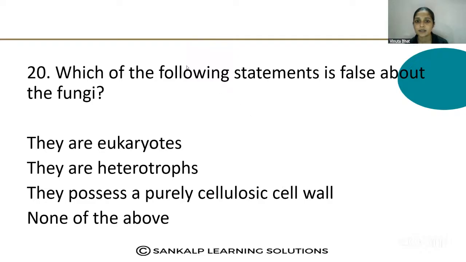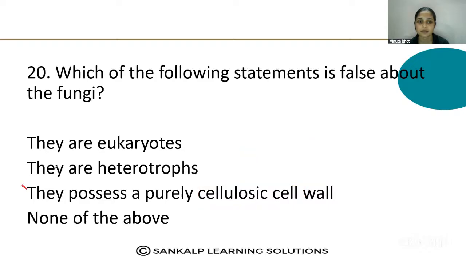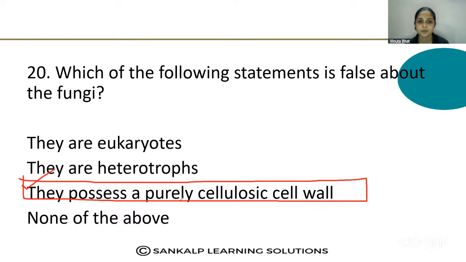No, the cell wall is made up of chitin. It is not made up of cellulose. It does not contain cellulose in it. Cellulose is not present in the cell wall of the fungi. Chitin is the substance which forms the cell wall of the fungi. So option C is the wrong one: they possess a purely cellulosic cell wall.